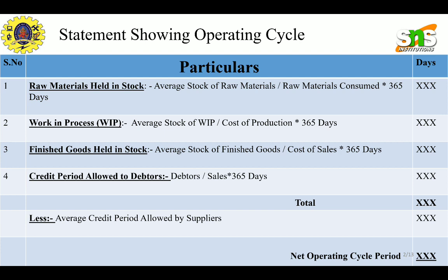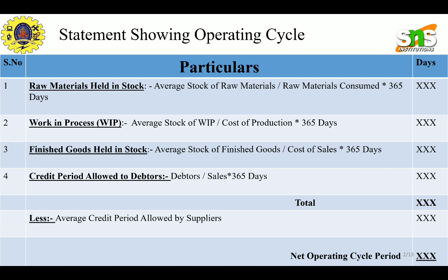Then we add raw material, work in progress, finished goods and debtors days, and we get the total days. Next is less: average credit period allowed by the suppliers. We deduct it from the total days and we get the net operating period. This is the statement showing operating cycle.